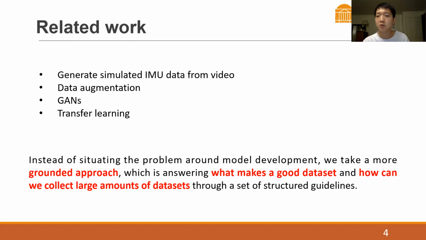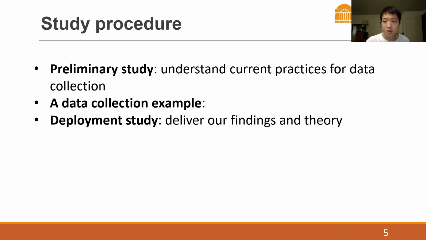We try to understand what the difficulties of HAR data collection are, what makes a good HAR dataset, and how we can collect large amounts of data efficiently through a set of structured guidelines. In the study procedure, we have 3 steps. First, we have a preliminary study to understand the current practice of data collection. Second, I design the dataset. And in the third step, we collect this dataset and deliver our findings and theory about data collection.